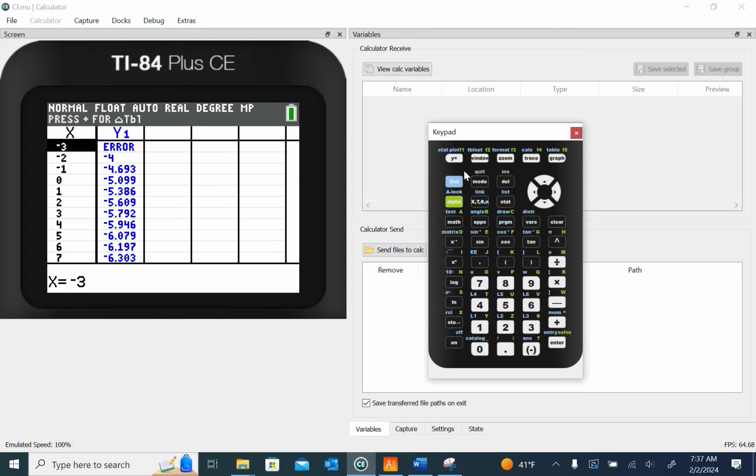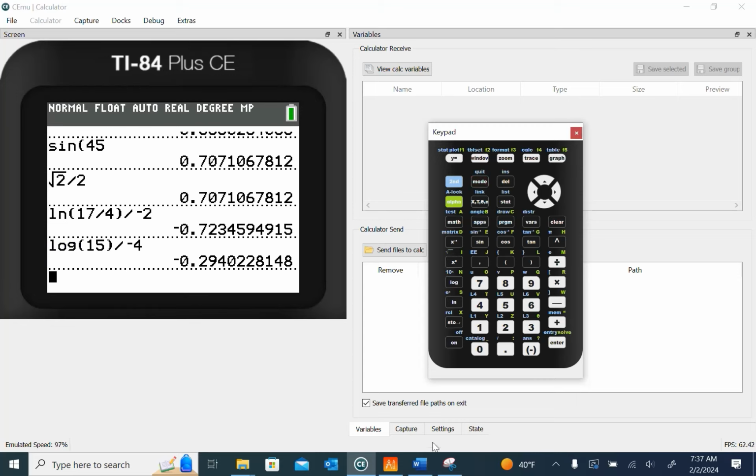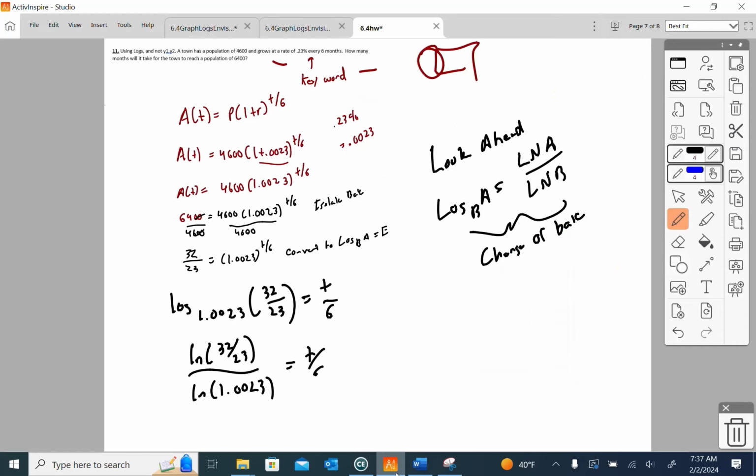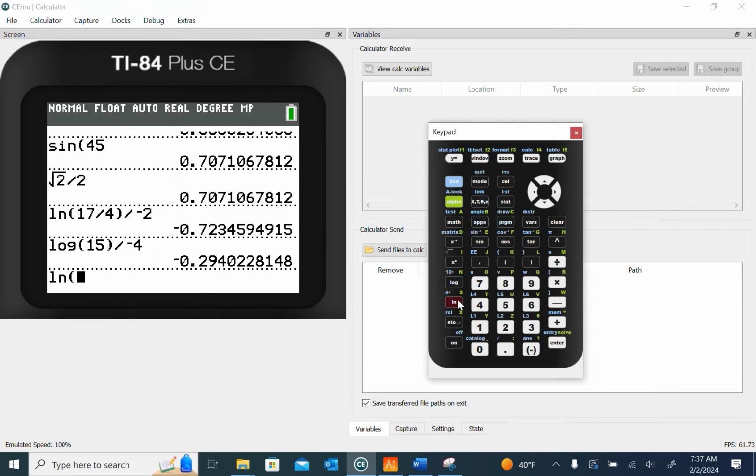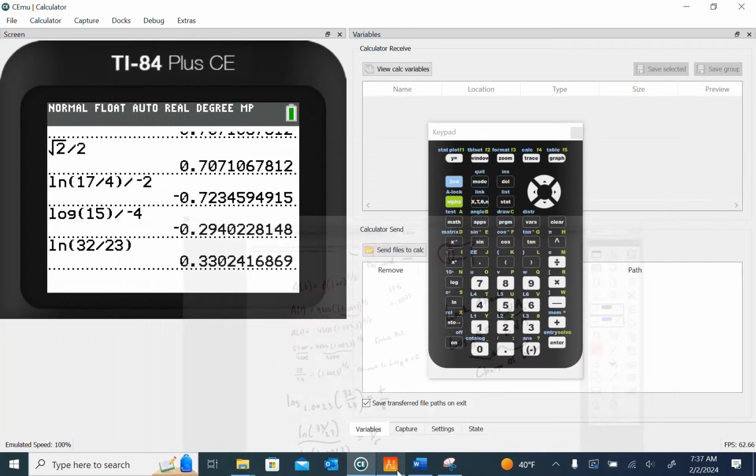And you'll go to your calculator. Perhaps you'll go to your calculator. We had natural log of 32 over 23. Pressing enter, I get this number, whatever that is, I don't really care. And I divide it by the natural log of 1.0023.